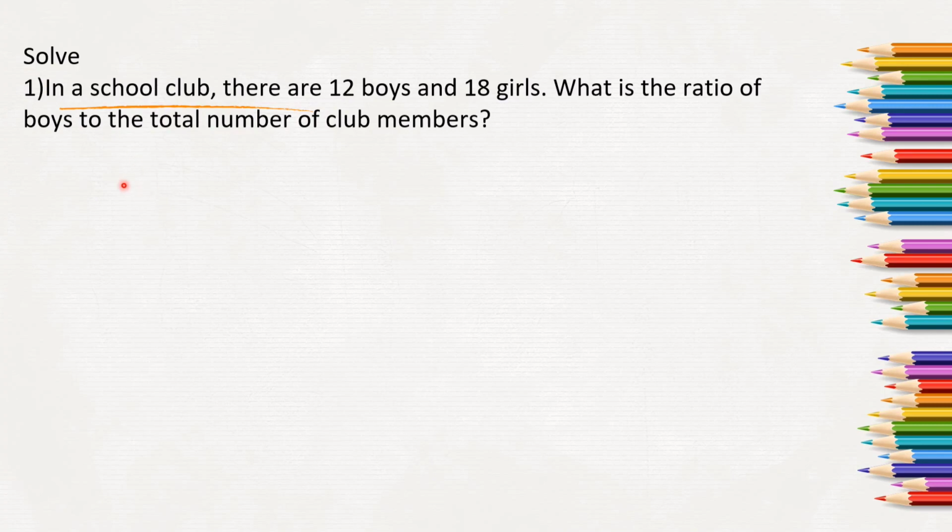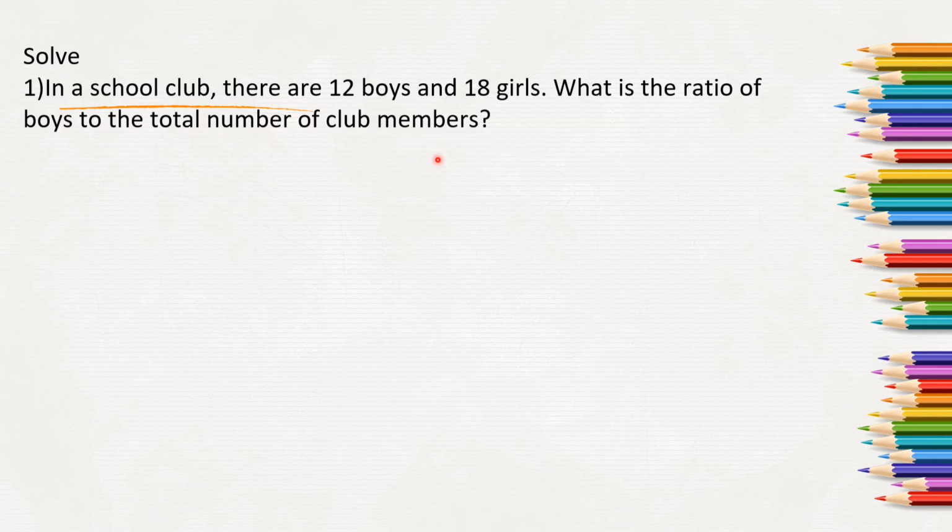Look at the first question. In a school club, there are 12 boys and 18 girls. What is the ratio of boys to the total number of club members? First, here we need to find the ratio of boys to the total number of club members, right?